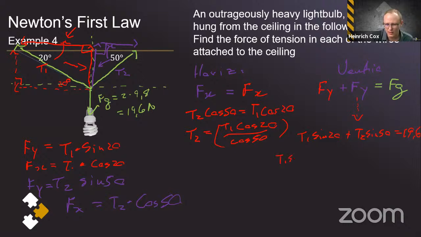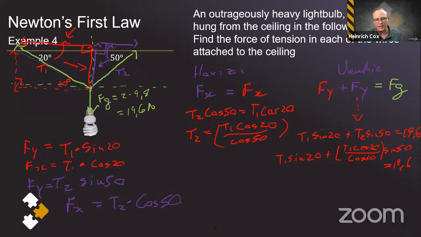So then our T1 sine 20 plus T2, oh, not plus T2, undo, let me erase that. Sorry, where we see T2, we need to put in what we've got there. So where we see T2, we put in T1 cos 20 over cos 50 times the sine 50. And that's equal to the 19.6, okay?